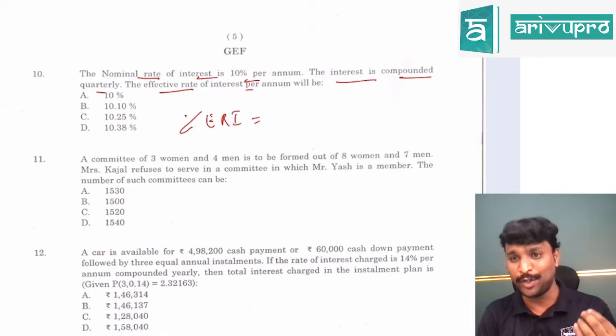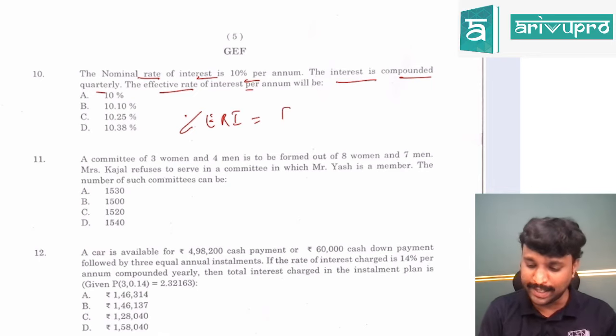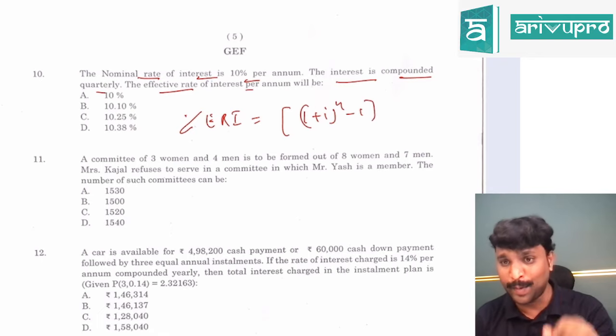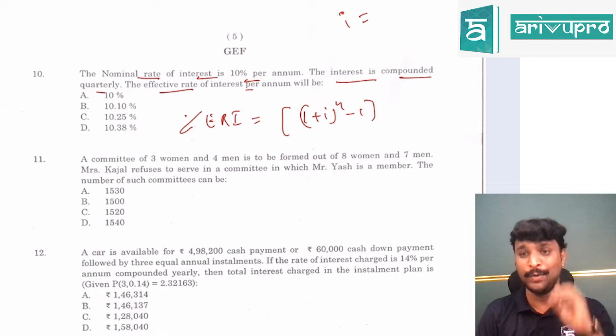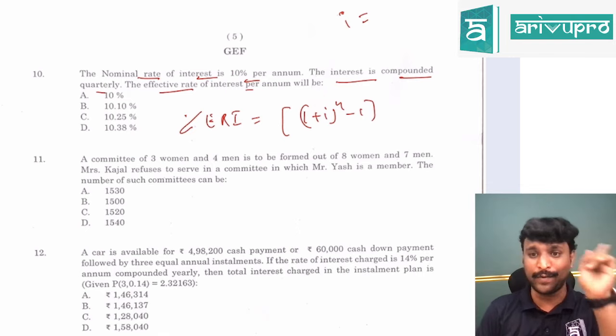Just a CI formula you have to remember, excluding P from it. So it is (1 plus i) to the power n, minus 1. Guys, for compound interest problems, I said i is the decimal value. So I explained how to convert a percentage value into decimal.